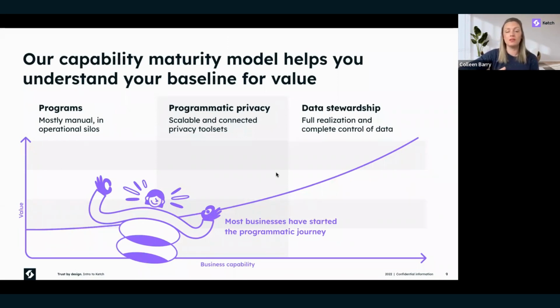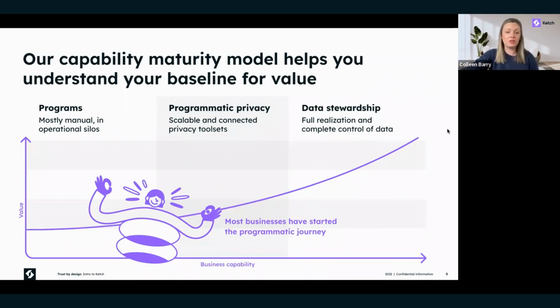So we've developed this simple 3-stage outline of helping our customers assess where they are today and then figure out the next steps to take. We call it our capability maturity model, to help you really identify where you are in your privacy journey. The way we think about it, there are 3 stages of growth: programs, programmatic privacy, and data stewardship.